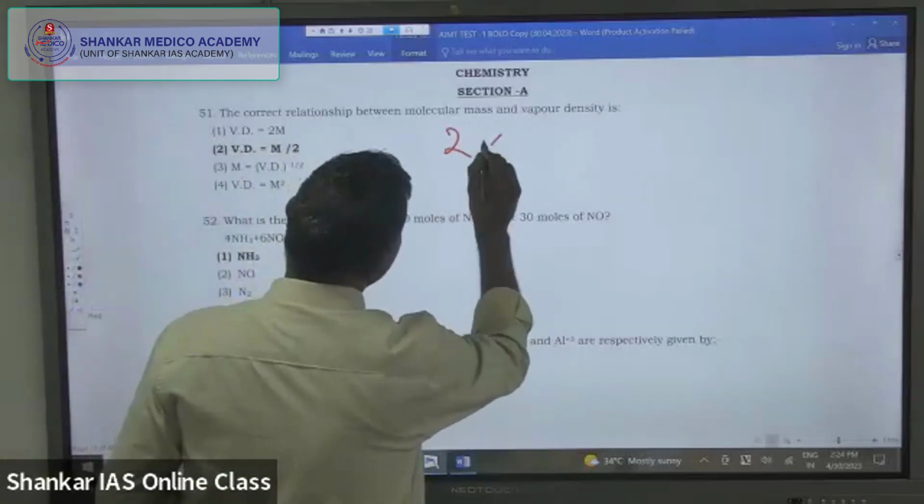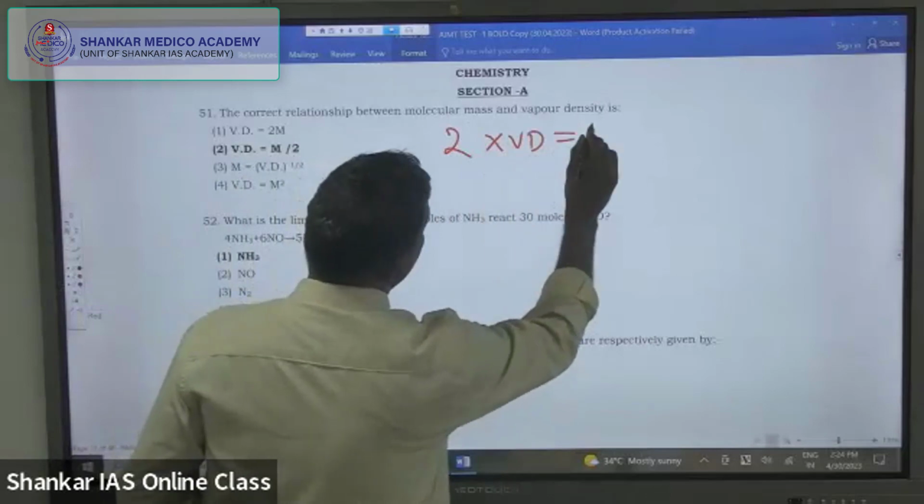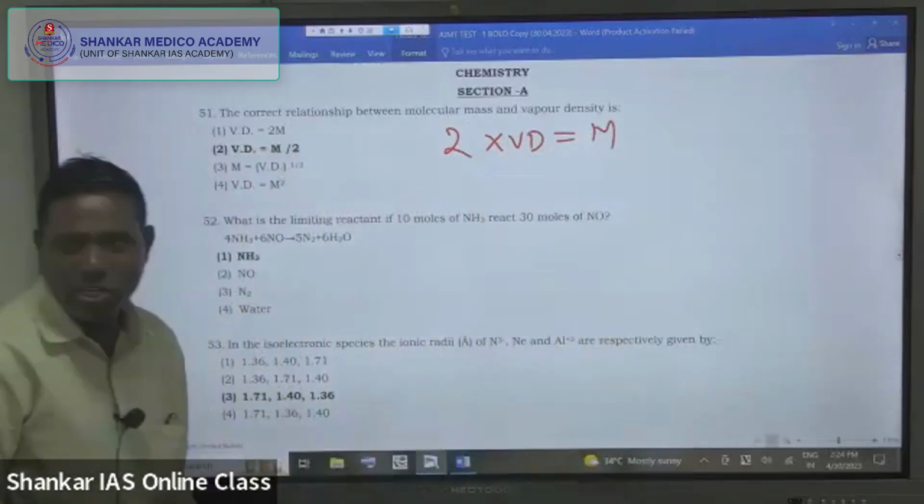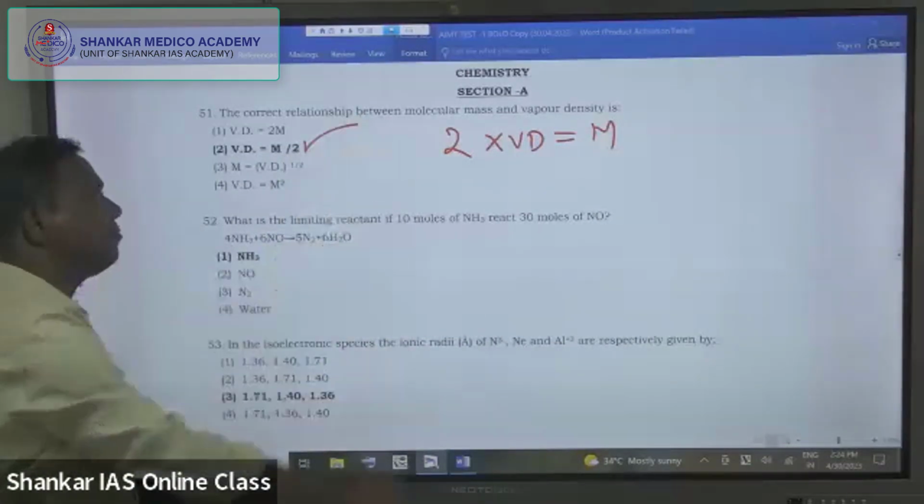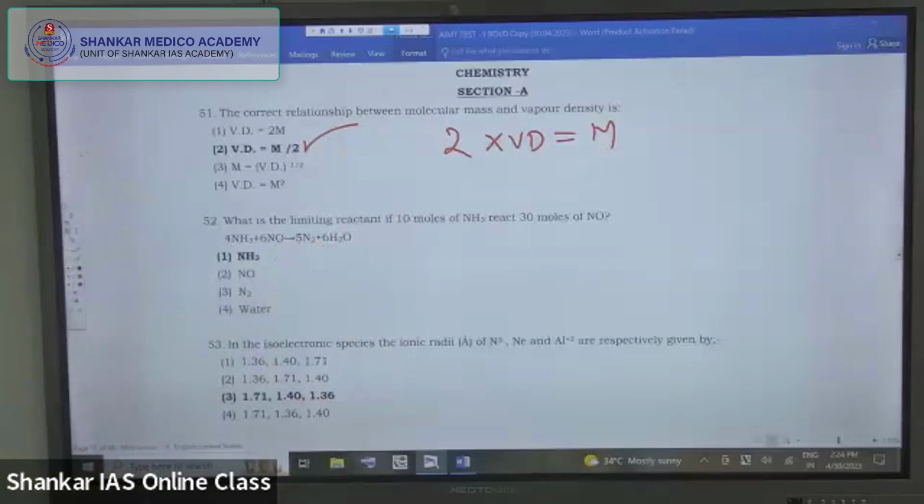Just remember, 2 into vapor density will give molecular weight. This is only one relation. It's a very, very simple fundamental equation so that you can correlate easily. This is the one. Next one. This is also very simple, but many students generally waste a lot of time, but it is very easy.